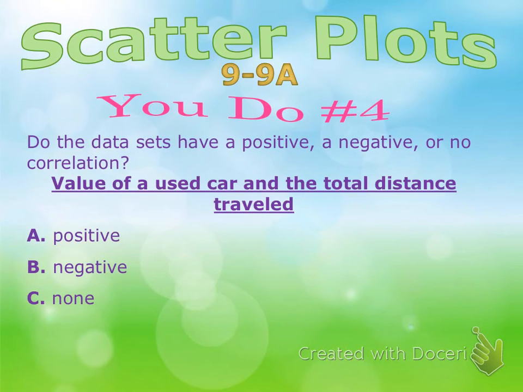So look at number 4 now. If you had the value of a used car and the total distance traveled. So the value of a used car and the total distance traveled. Go ahead and pause the video and find out what you think. I would say that it would have a negative correlation because the value of the car would decrease. It wouldn't decrease a ton, but it would decrease some. So it would be kind of a weak negative correlation, but as you drive, the more miles a car has, the less it's worth.